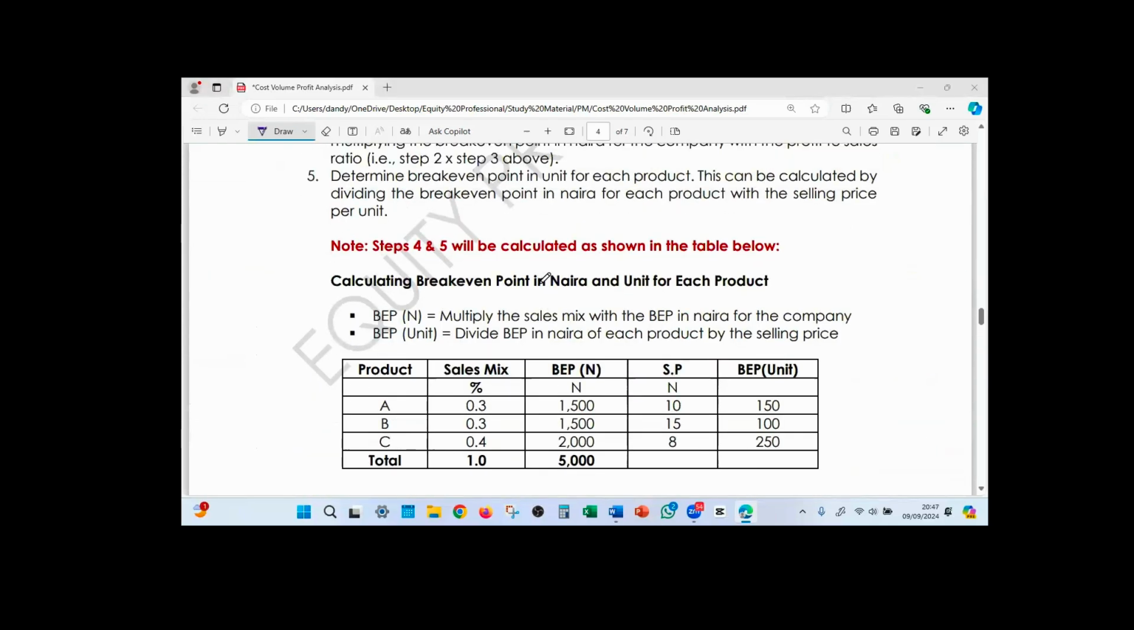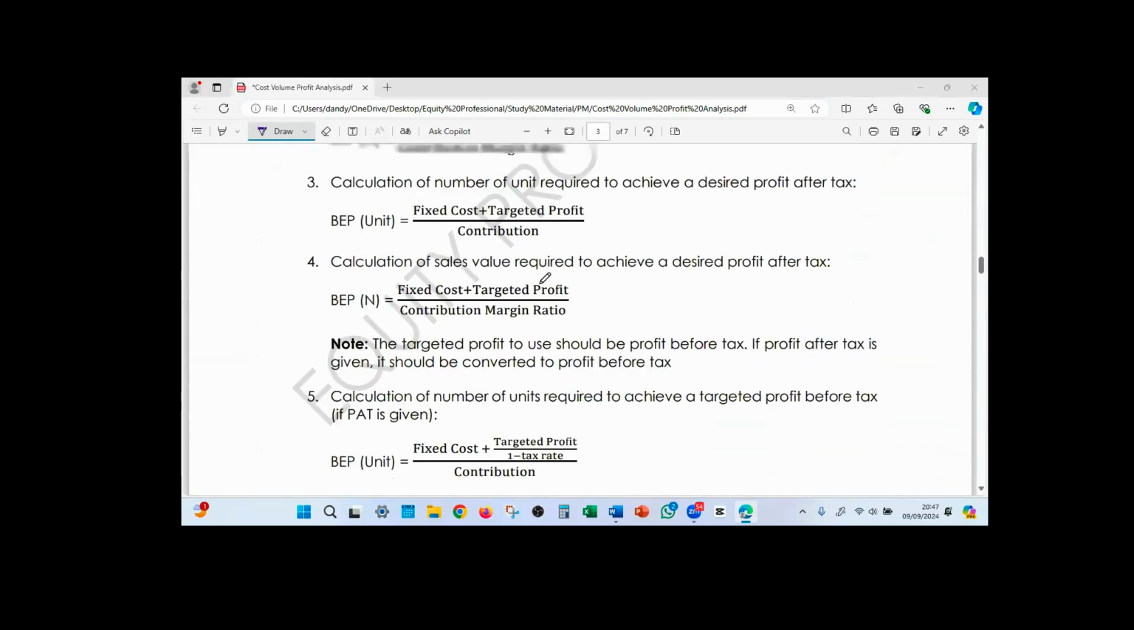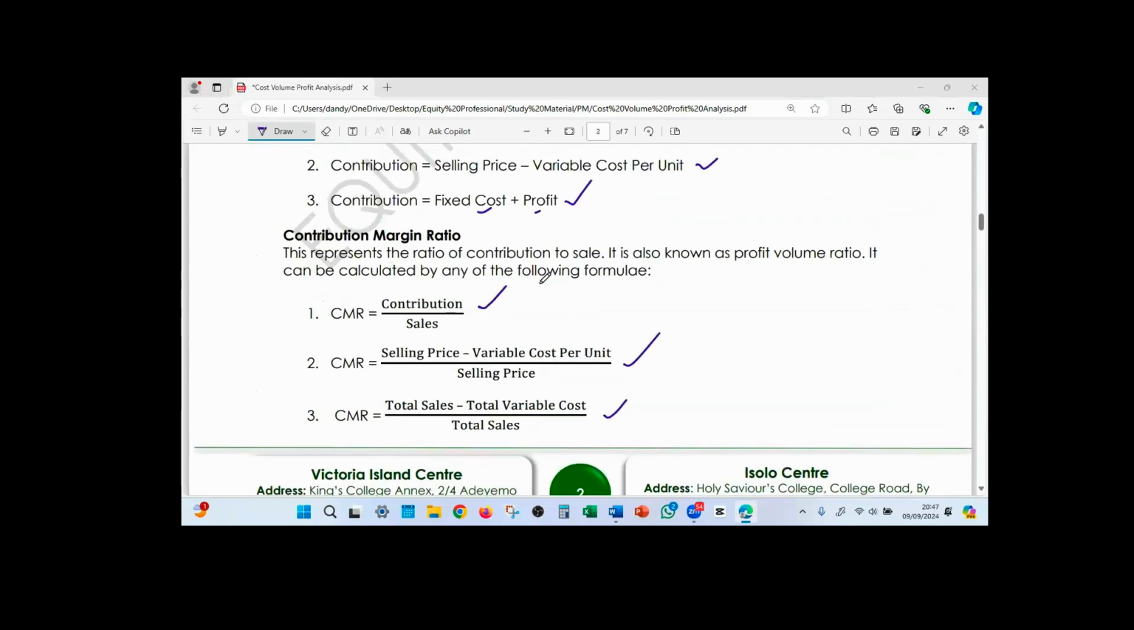So again, go and form a note on those areas that I've highlighted for you.